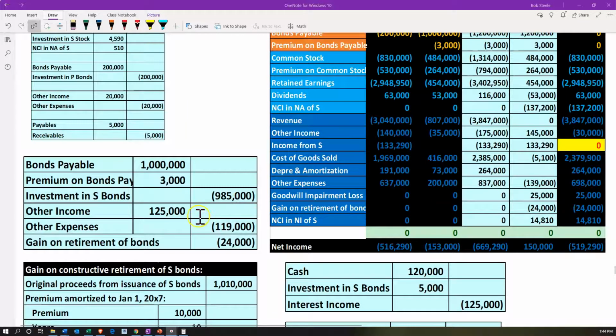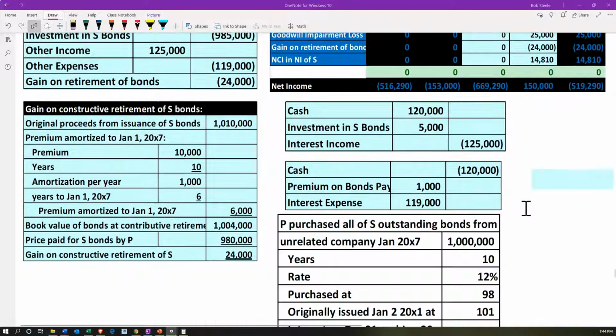Then we have the interest income. That's included in other income, so that is included here, decreasing the interest income. The other expenses, including interest expense, are included in other expenses. That's going to be going here, decreasing the expense. And then the gain, we're putting on the books at that $24,000.